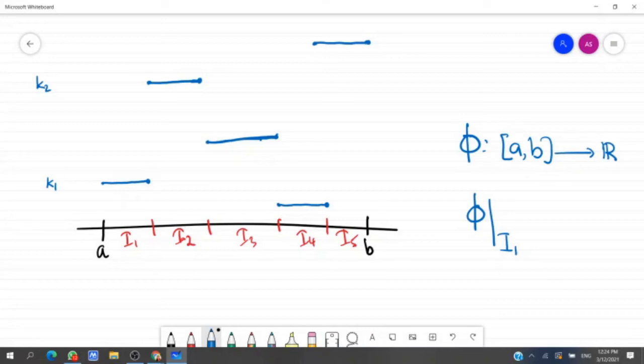Phi restricted to I2 is the constant function K2. Phi restricted to I3 is the constant function K3. Phi restricted to I4 is K4, and restricted to I5 it is K5.